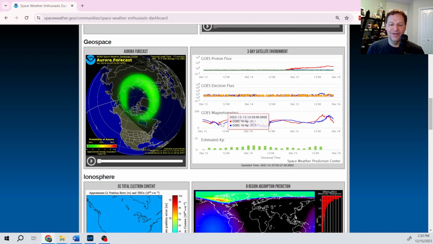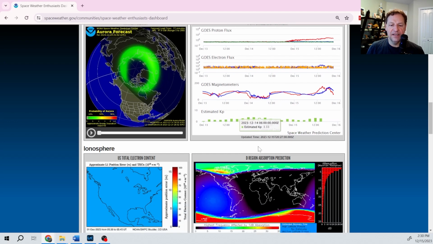Well, that's certainly not where the Kp comes from, because Kp is from the Earth. But that's measurements of the magnetic field. Estimated Kp. They say estimated because it takes a long time for them to actually calculate the actual official Kp value. And this estimated Kp is real time, but it's close enough.